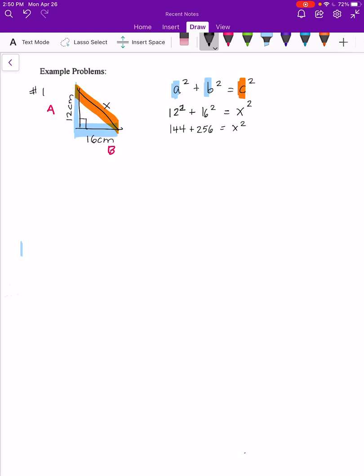Now we do the math. 144 plus 256, kind of more equations. Told you we do a lot of equations this year. So that's 400. Bring down your X squared. Now, remember, in order to undo the squared, we have to do the inverse operation, and the inverse operation is square root. So we're bringing back those square roots. These two cancel, squared and square root, leaving me with X equals, and then square root of 400. You can do that on your calculator as well. Square root of 400 is 20. So, I would attach a label because you notice it's centimeters. So this would actually be 20 centimeters, and that's what X is.